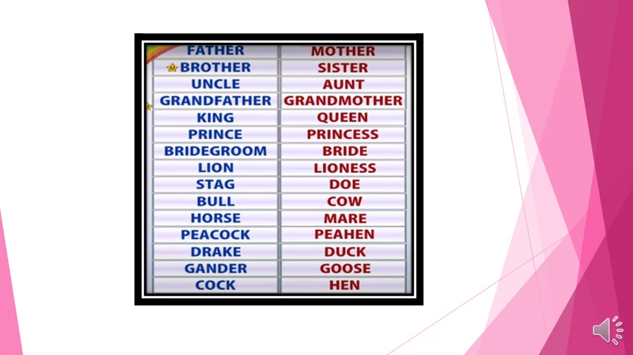Father, mother, brother, sister, uncle, aunt, grandfather, grandmother, king, queen, prince, princess, bridegroom, bride, lion, lioness, stag, doe, bull, cow, horse, mare, peacock, peahen, drake, duck, gander, goose, cock, hen. Yes, all of these are right, so clap for yourselves, everyone.